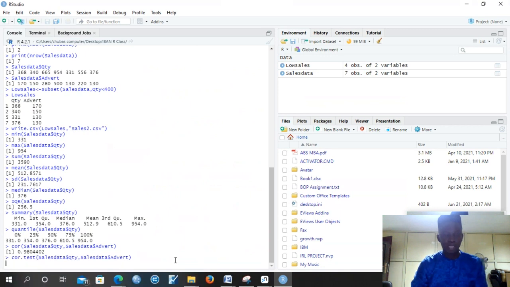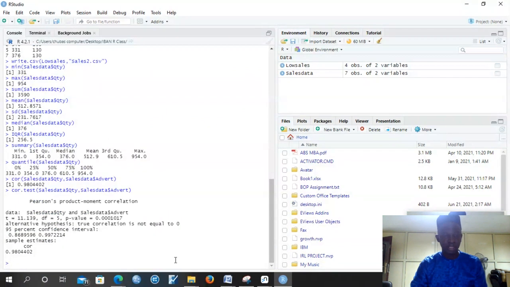But we can also go ahead and do a formal test. So the test will now check whether it is statistically significant. Here the alternate hypothesis is that the correlation is 0, which means no correlation. Now the null hypothesis is that the correlation is not equal to 0. That means there is correlation.